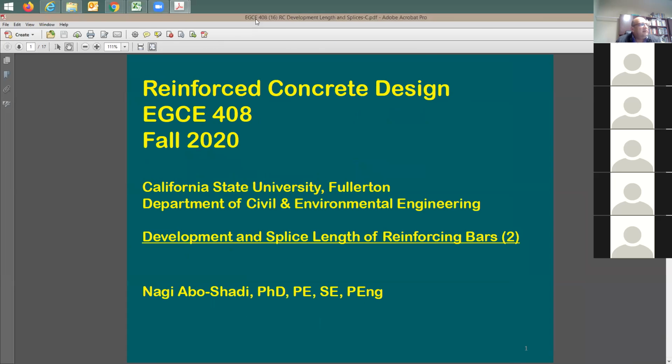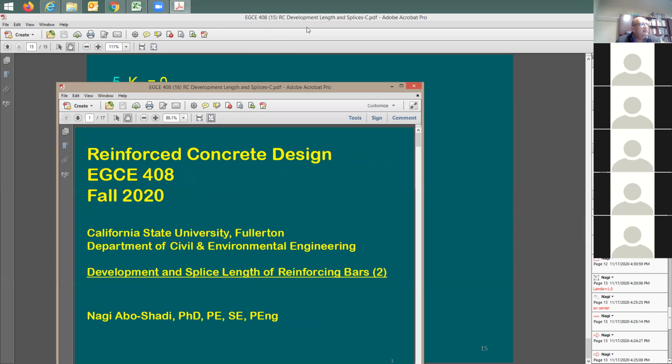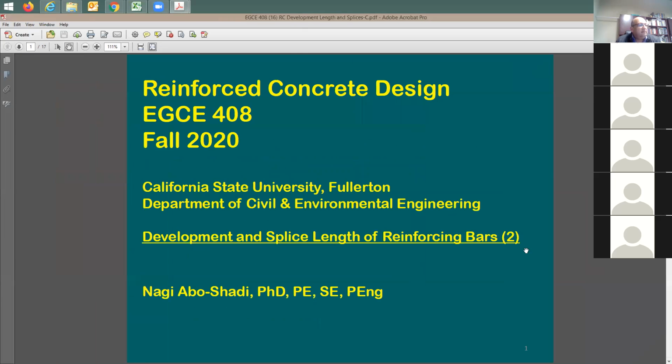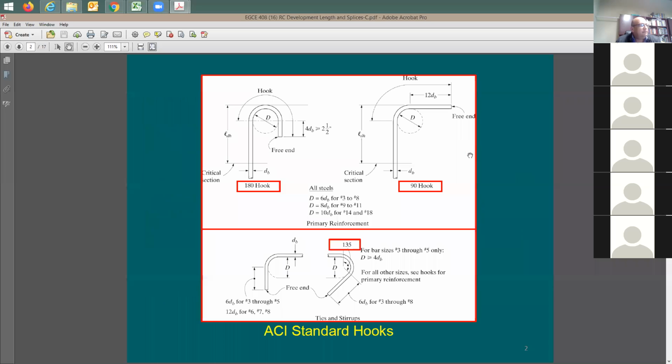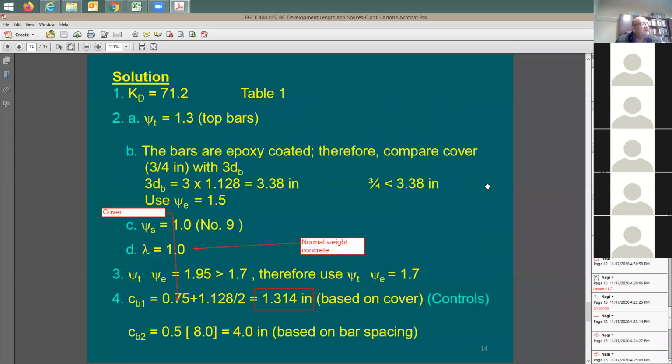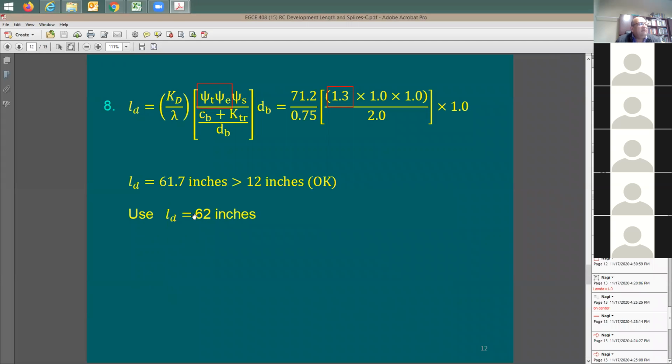Going to slide set number 16. That was number 15. Development length is also going to be the second set. It's about development and splice length of reinforcing bars. Now you have seen for number 9 rebars, I needed a 10-foot development length, which is too much. And for this example 5.1, I ended with roughly 5 feet. So I think that this is a lot. In many cases, I don't have space to put this 5 feet or 10 feet.